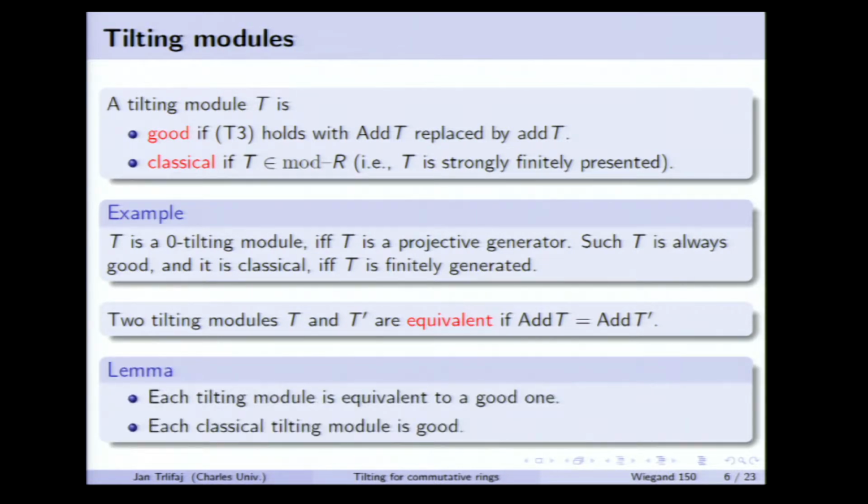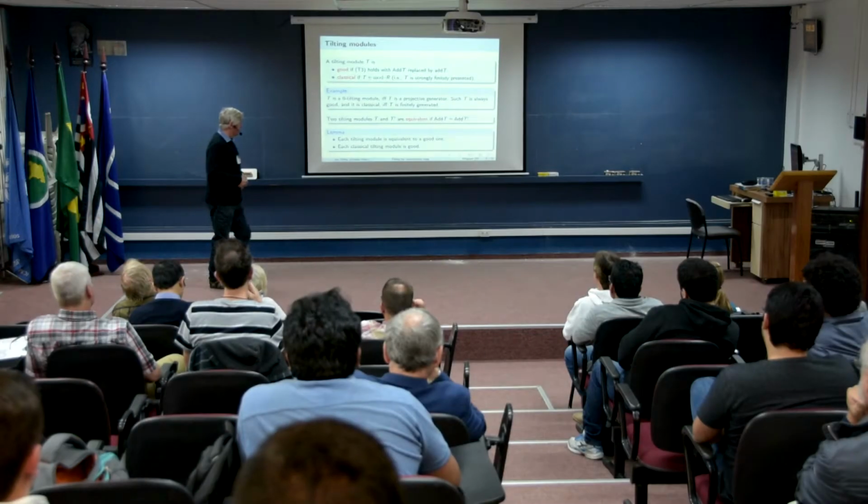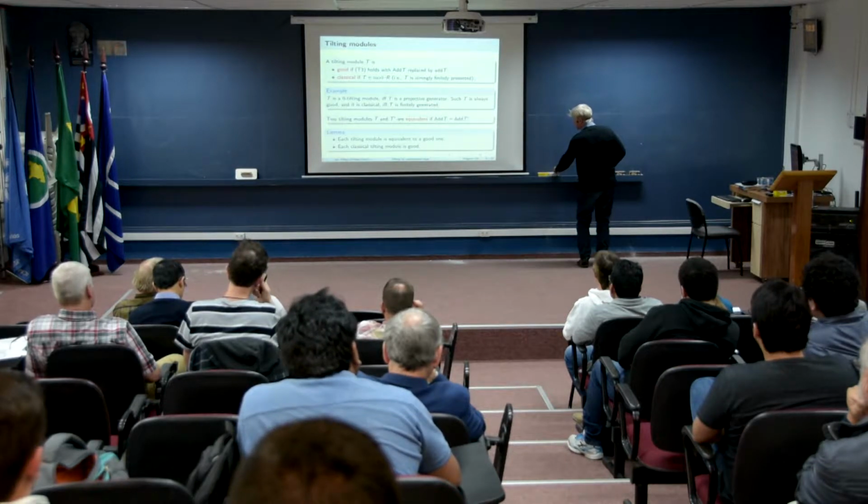And the lemma, which is an exercise, but maybe I should at least hint how to do the exercise: any tilting module is equivalent to a good one. So why is that? In other words, up to equivalence, you can make the condition T3 stronger. And the proof is essentially, let me just hint for this lemma.